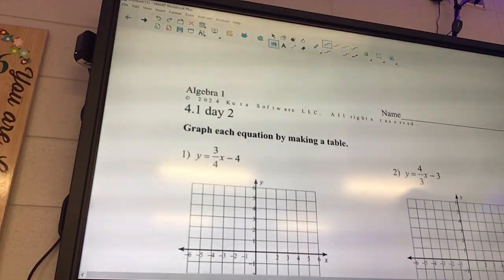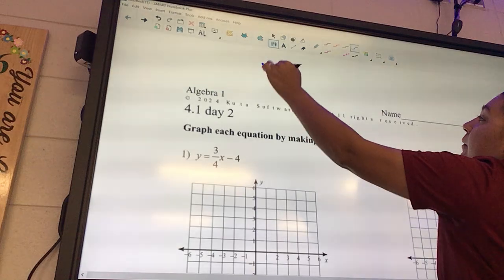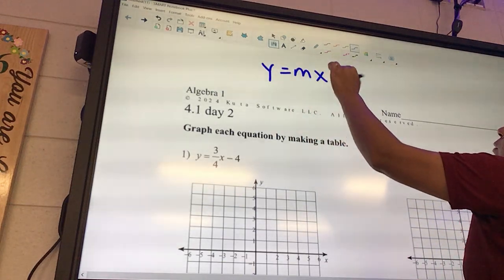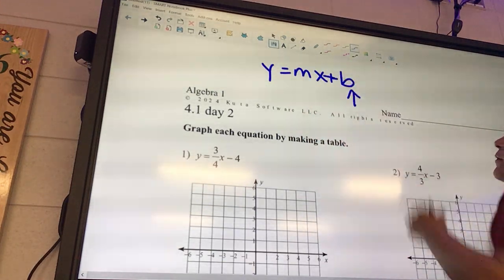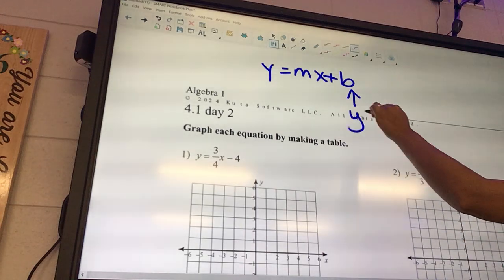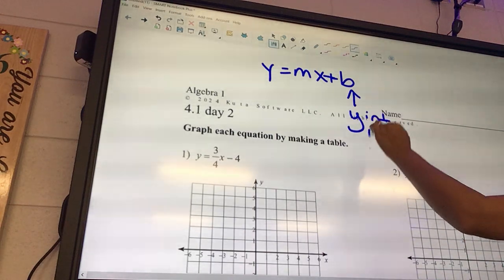And what is that formula? Who remembers? Y equals what? M x plus B. Yep. Okay, what is the B? The y-intercept. It's the y-intercept. So it's where it crosses the up and down y line.